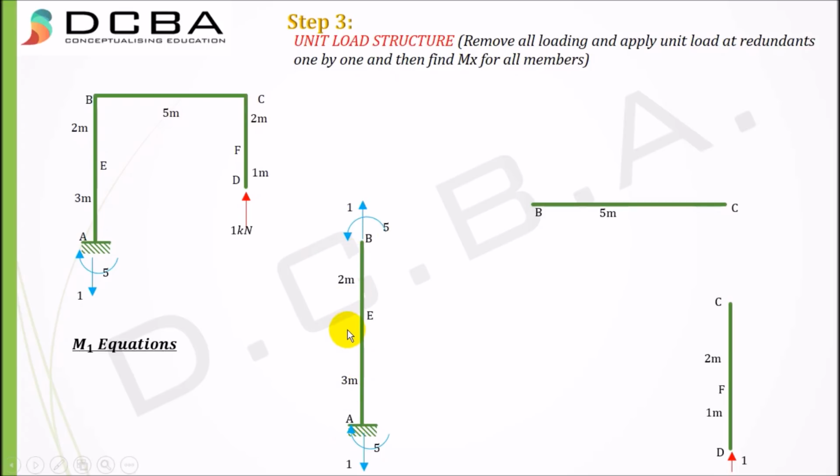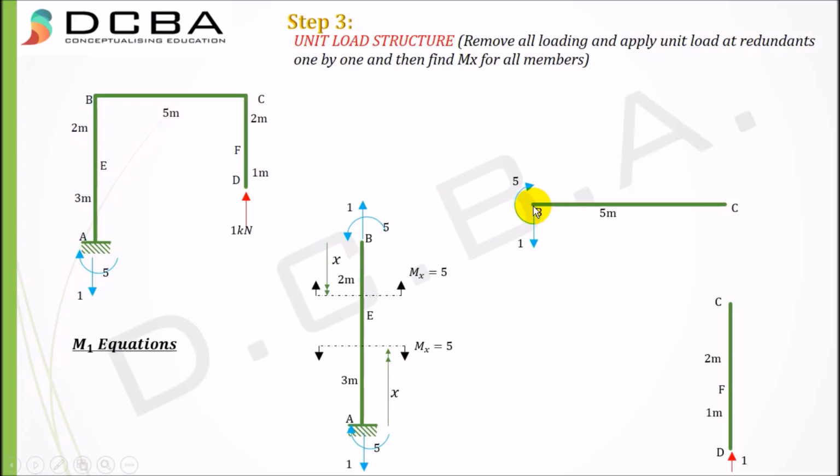For AE, again taking x from the same point as we have taken earlier, you cannot change your x now. Alright, you have to take your x from A only. If you have taken in M0 equations, that is your previous equations, you have to take x from the same point in all the other equations as well. Okay, so taking x from here, I get Mx equal to plus 5, right? Taking x from here, I get Mx equal to plus 5 again.